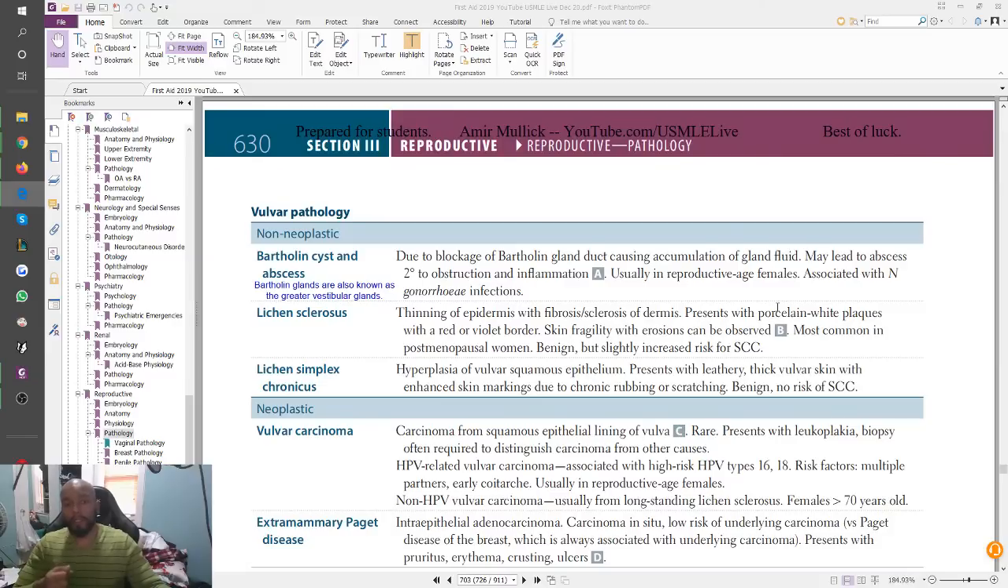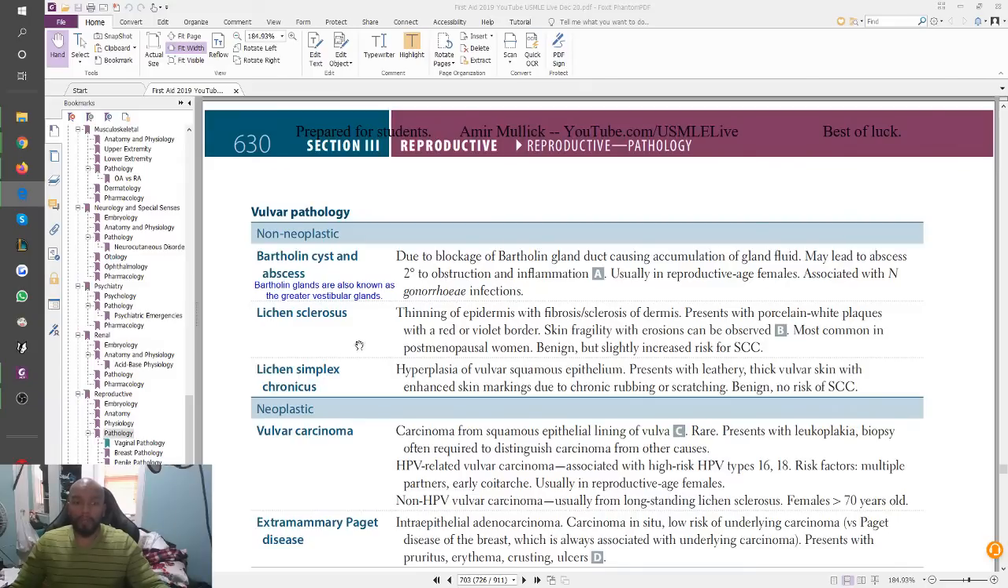Lichen sclerosus and lichen simplex chronicus are a little more high yield than the Bartholin cyst. Lichen sclerosus is a thinning of epidermis with fibrosis, sclerosis of dermis, right? So a thinning of the epidermis because of the fibrosis and sclerosis of the dermis. Presents with porcelain white plaques with a red or violet border. Skin fragility with erosions can be observed, most common in postmenopausal women. Benign but slightly increased risk for squamous cell carcinoma.